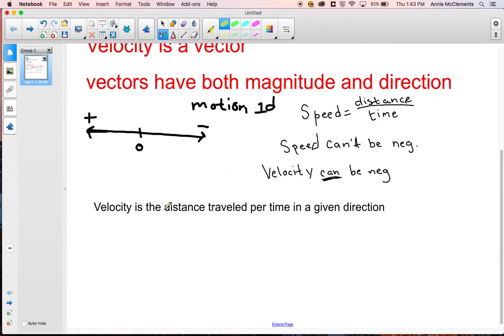This first part here looks familiar, right? The distance traveled per time. That looks pretty similar to speed. The part here that's new and exciting is going to be the direction piece. And direction is often denoted, wait for it, by negative or positive signs. So that's where we get our plus or minus. It denotes direction.